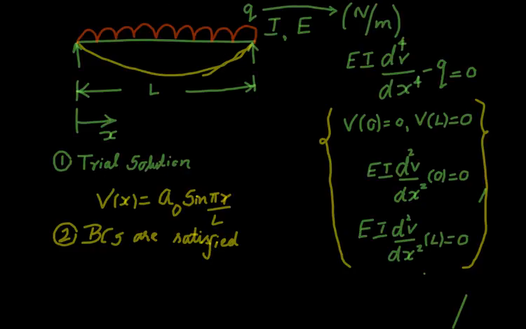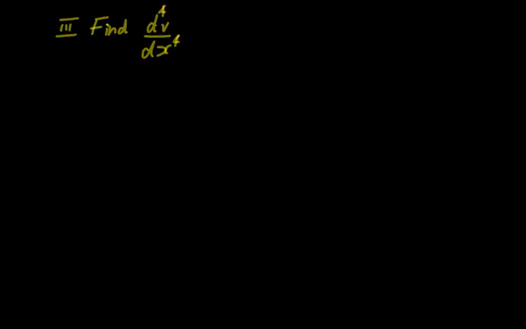The third step is to find d power 4 v by dx power 4. Now, why do you want to find d power 4 v by dx power 4? Because that is what is demanded in the governing differential equation. That is the reason. Okay, here we go. So what is d power 4v by dx power 4?